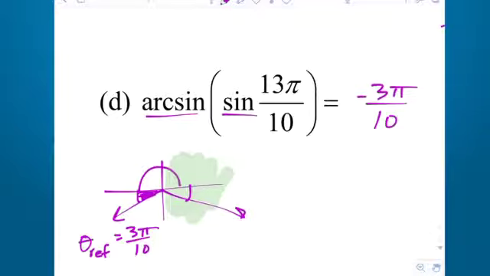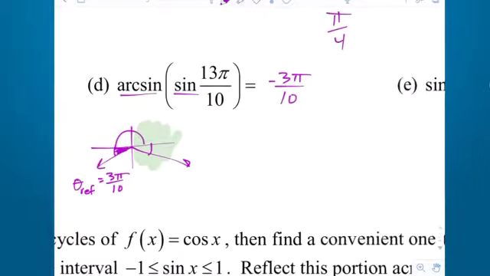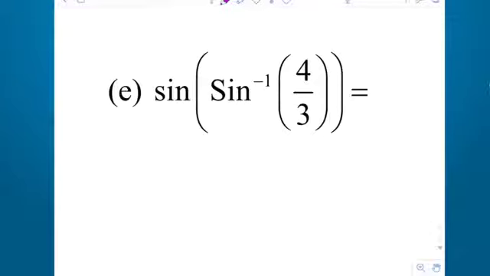Why? Right, because the PVR is quadrants 1 or 4, which means it's always going to be some kind of acute angle. If you can find the reference angle for sine, then it's either going to be plus or minus the reference angle. All right, do this one on your own.